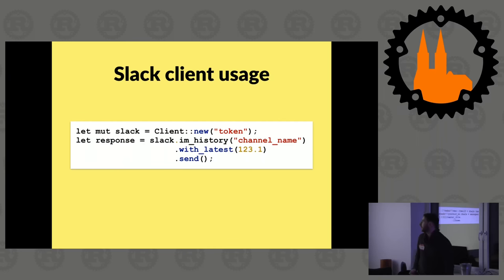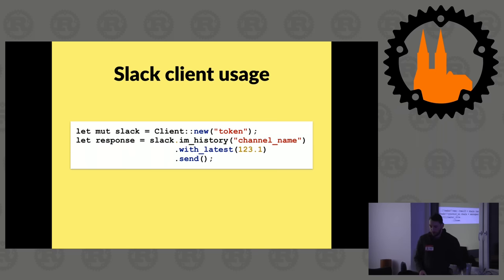Yeah, okay, I'm almost done. Now the result looks something like this. You have a client. You hand in a new token. And then you can call the methods. For example, if you want to call im.history, so instant messaging history, you say im_history in your client. Simple enough. You give it some parameters and you click send.